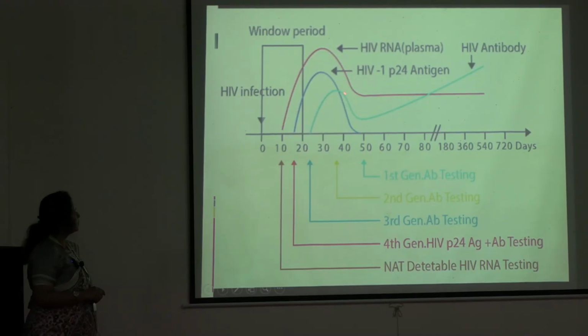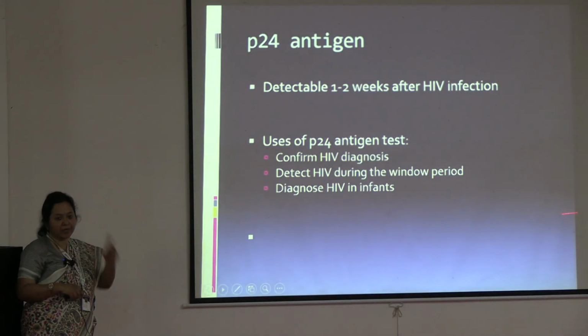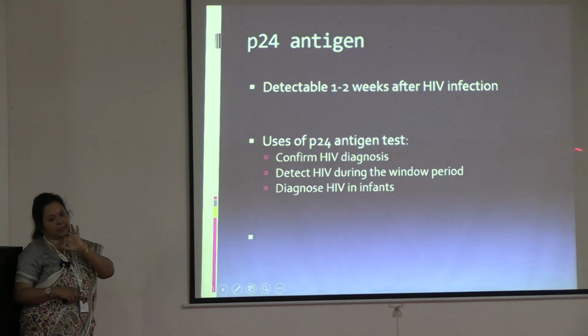And in the next graph you see here, the antibodies are rising slowly. So this is the days. They have plotted a graph from 0 to 720 days and so on. So the antibody comes quite later on. Next, P24 antigen is very important. Keep in mind, it can be asked in an exam.